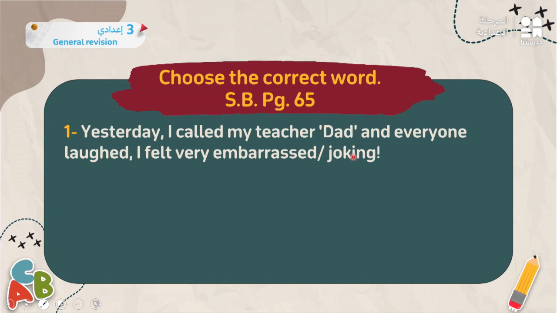طيب I called my teacher dad. هو بالغلط نده المدرس بتاعه dad. And everyone laughed. كل الناس ضحكت عليه. طيب I felt حس إيه شعوره وقتها؟ joking or embarrassed. embarrassed يعني حس شعر بالإحراج، حس إنه محرج. So he felt embarrassed. هي joking يعني from joke اللي هي النكتة، joking يعني كأنه بيقول نكت، لكن هو وقتها شعر بالإحراج لأنه كلهم ضحكوا عليه.